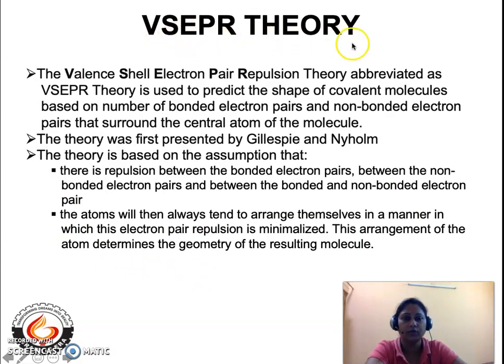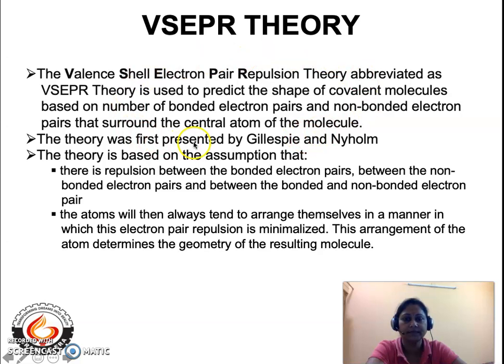This is entirely a new topic, that is VSEPR theory. So what does this theory tell us? The VSEPR, that is the valence shell electron pair repulsion theory, which is abbreviated as VSEPR theory, is used to predict the shape of covalent molecules based on the number of bonded electron pairs and the non-bonded electron pairs that surround the central atom of the molecule.